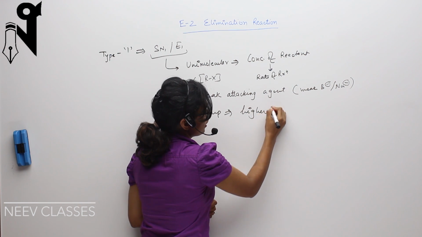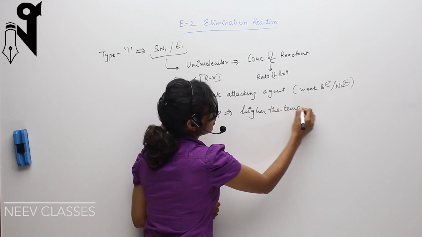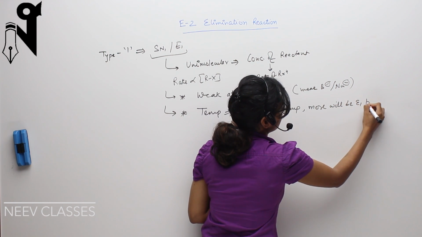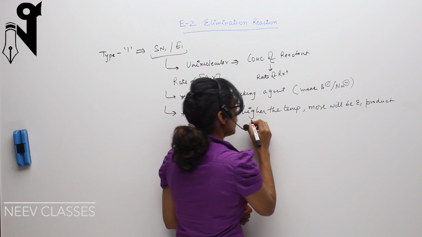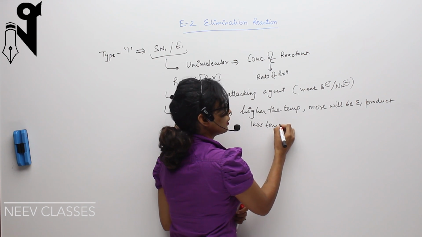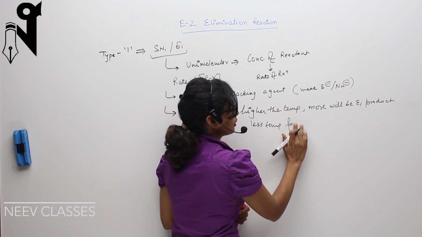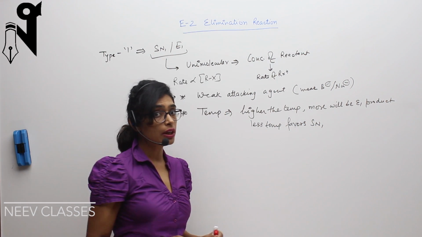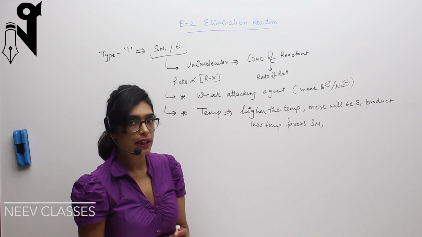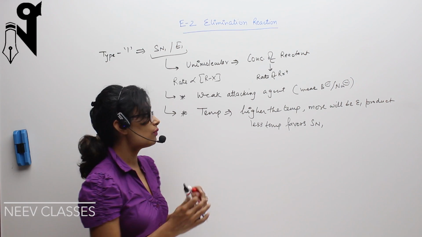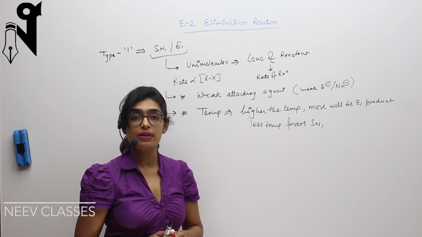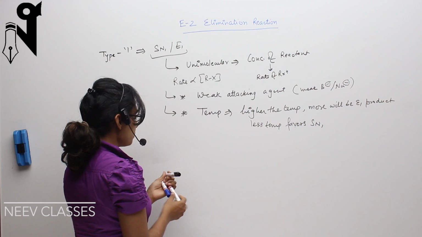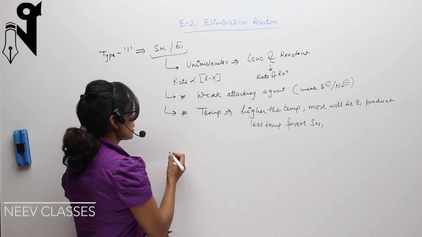Higher the temperature, more will be the E1 product. So less temperature favors SN1. So in the same reaction mixture, we can get SN1 product as well as E1 product. Though so many things are the same for SN1 and E1, even the mechanism is similar. So let's quickly see how the mechanism of E1 and SN1 works.